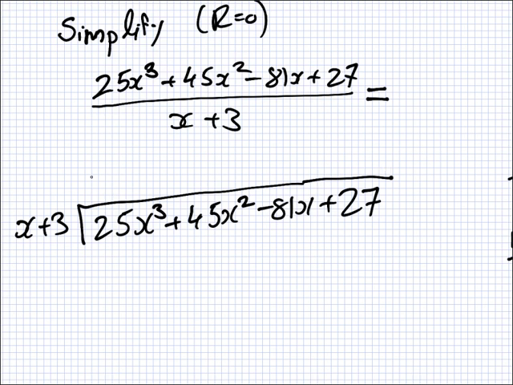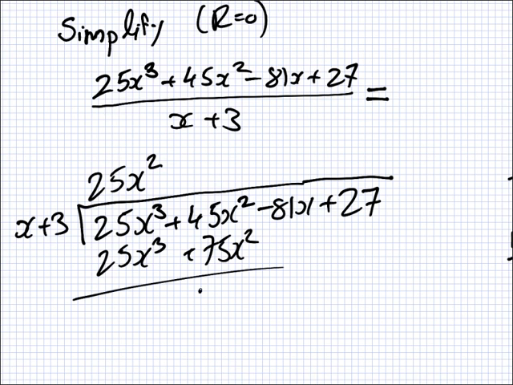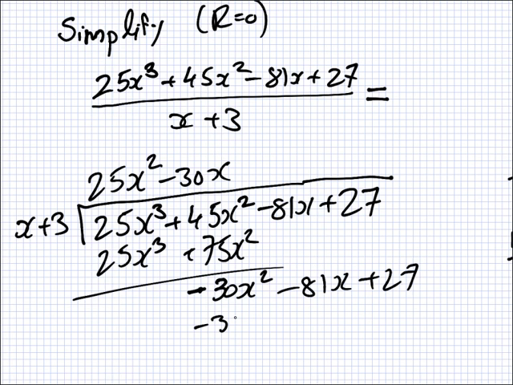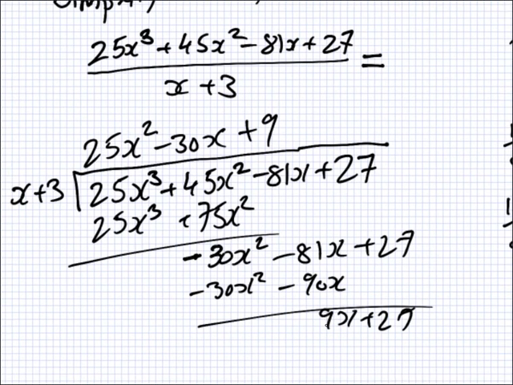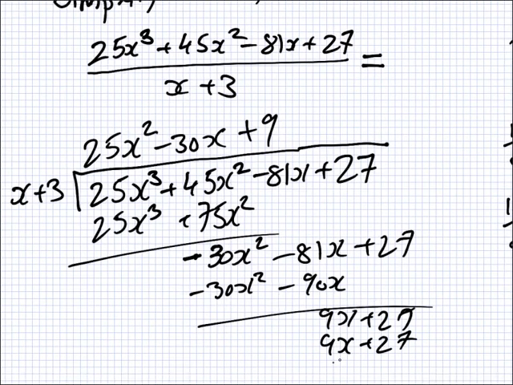Okay, let's have a look. First one, 25x squared, isn't it? 25x cubed plus 75x squared. You subtract, what's that, 30? No, minus 30x squared minus 81x plus 27. So the next one has to be minus 30x, which is minus 30x squared minus 90x. So what's that? 9x plus 27. So that's 9, and that finishes it, doesn't it? Yeah. 9x plus 27 and done.